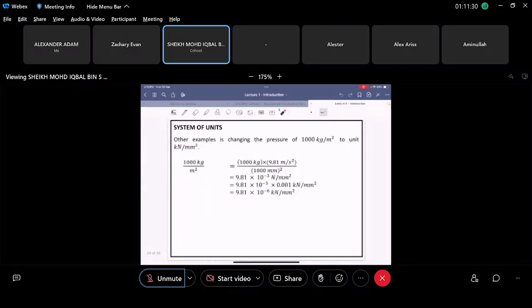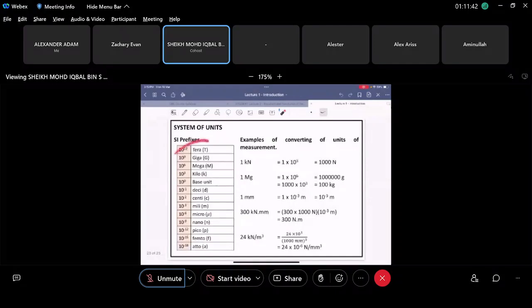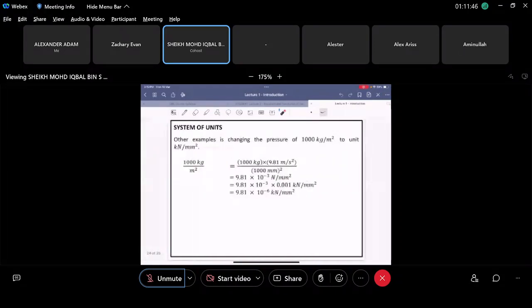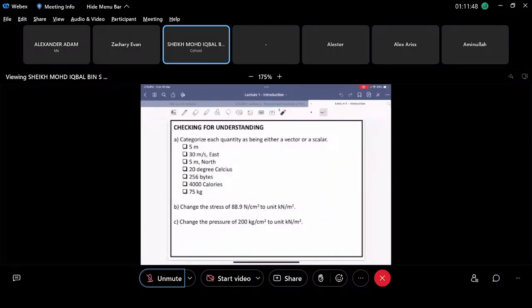So this is an example of how to change the unit, but I think this one you can do by yourself at home, right? Changing from kg per meter square to kilonewton per millimeter square. You can refer to this one when calculating this example here, right? So this is just a check for your understanding. I think this one you can do by yourself as well.